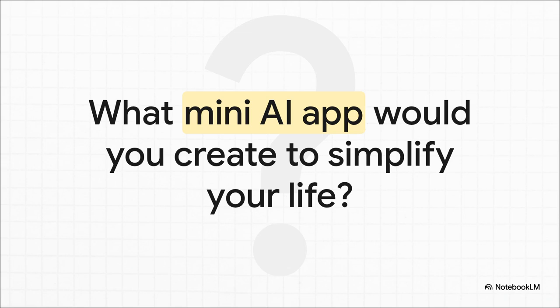So, that's the thought we want to leave you with. Really think about it. If you could create one tiny AI app to fix one annoying thing in your life, what would it be? Would it plan your meals for the week? Would it summarize all your boring work emails? Because with tools like Opal coming, that idea, it might not just be an idea for much longer. You might actually be able to build it.